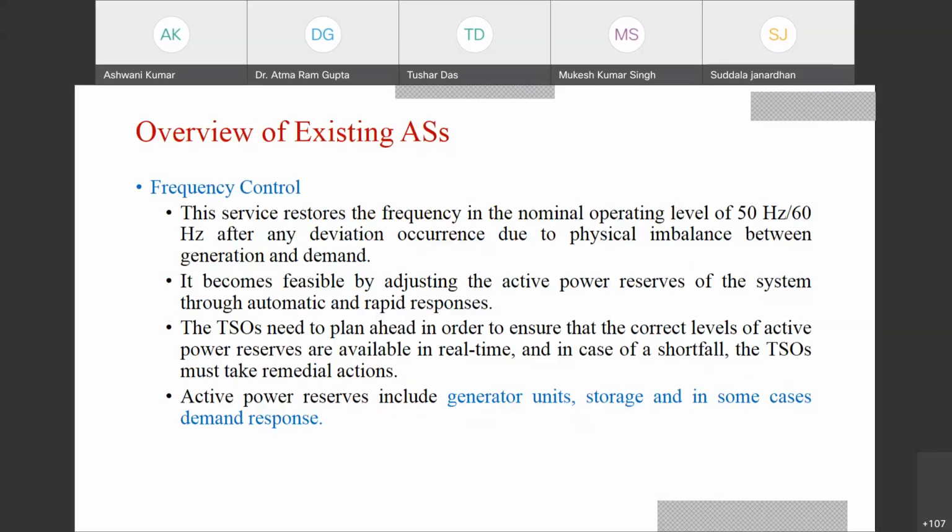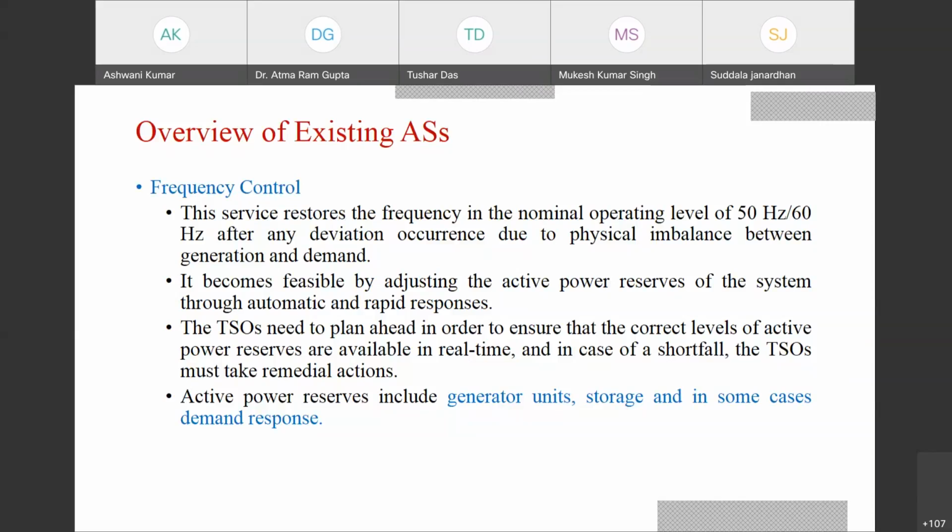Okay. So these active power reserves to control the frequency will be generator units, which can be put into the system very fast, and storage devices. And in some cases, whenever there is no storage or generation available to be connected to a system, we need to have a demand response program which will cut their demand based on the requirement.